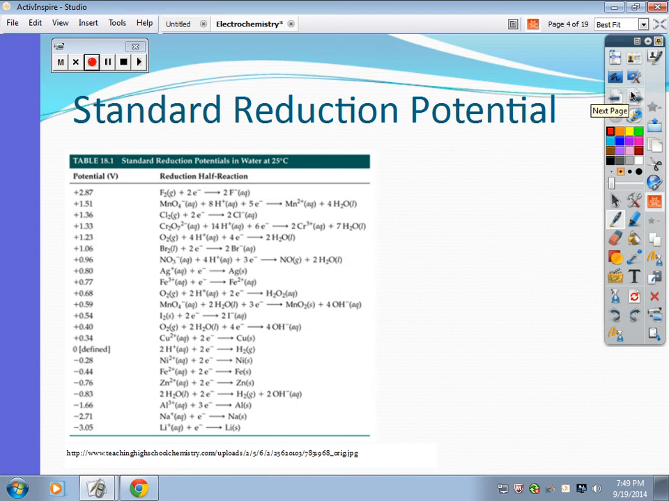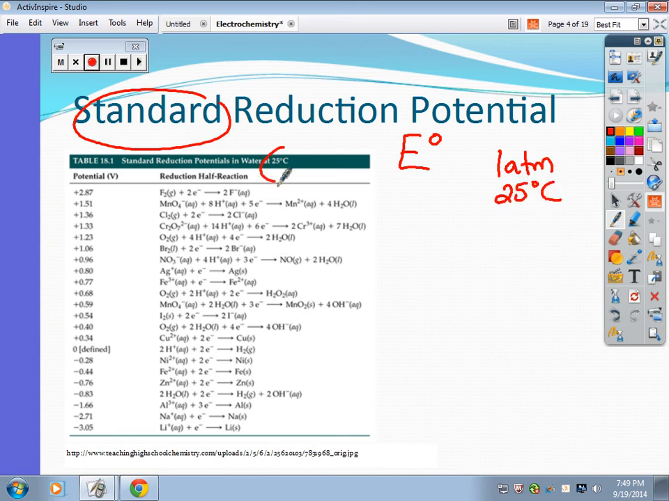Going to the next page, this is called a standard reduction potential chart. It's got a little zero here. Most of these have a little part at the top that says E0. Standard means that it's at 1 atmosphere, 25 degrees Celsius. See, that says this right here, doesn't it? And that these solutions are 1 molar. There's 1 mole in a liter. And that's what this potential voltage is.